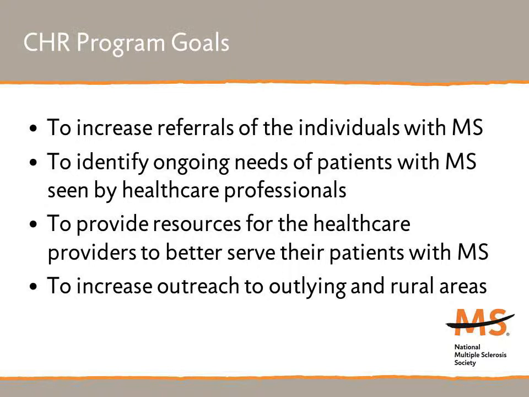We also want to let professionals know about what resources we have available for them, which will allow them to better serve their patients with MS. Although we wish we could have an office in every part of North and South Carolina, we can use this program to extend the reach of the National MS Society to outlying and rural areas. With assistance from community health relations volunteers, we can make a bigger and broader impact.